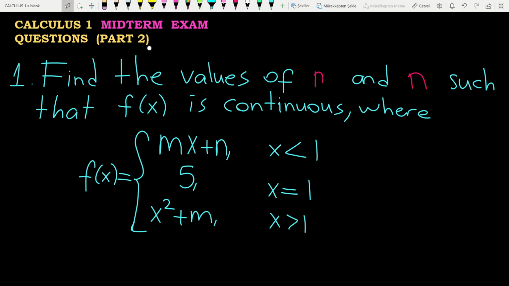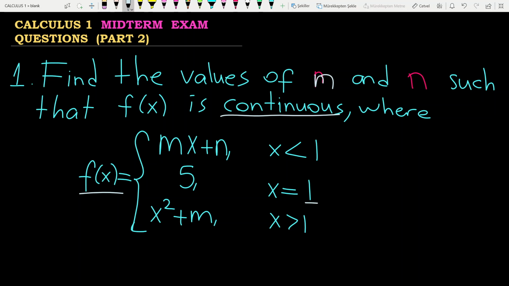In the second part, I solved some problems about continuity and the limits of functions for the midterm exam. In the first question, a piecewise function is given, and the question is to find the values of m and n such that the given piecewise function is continuous everywhere. The critical point in this piecewise function is 1.